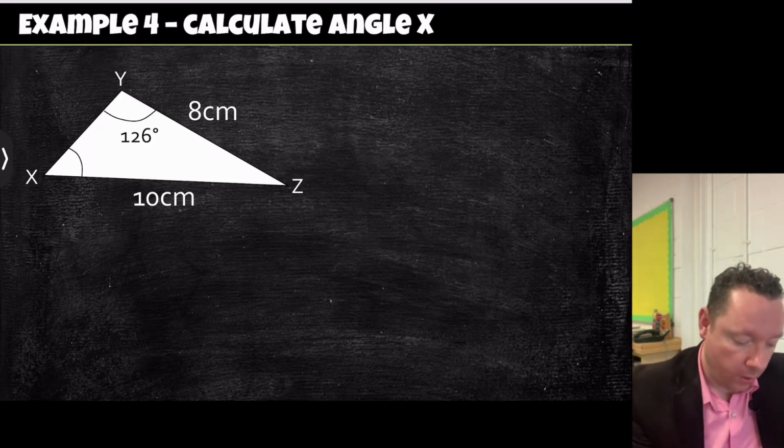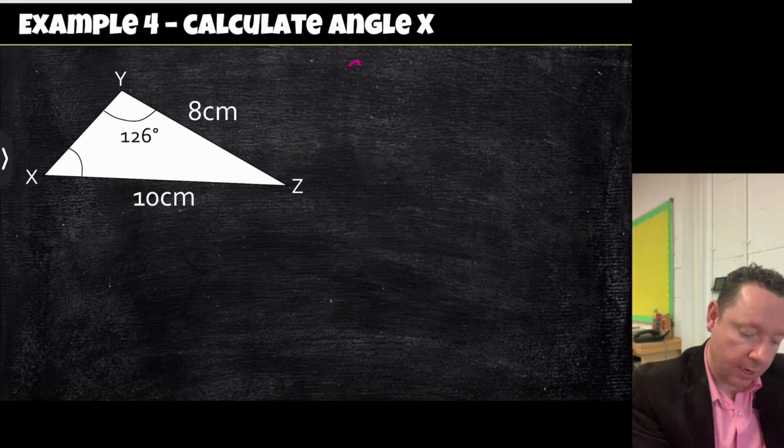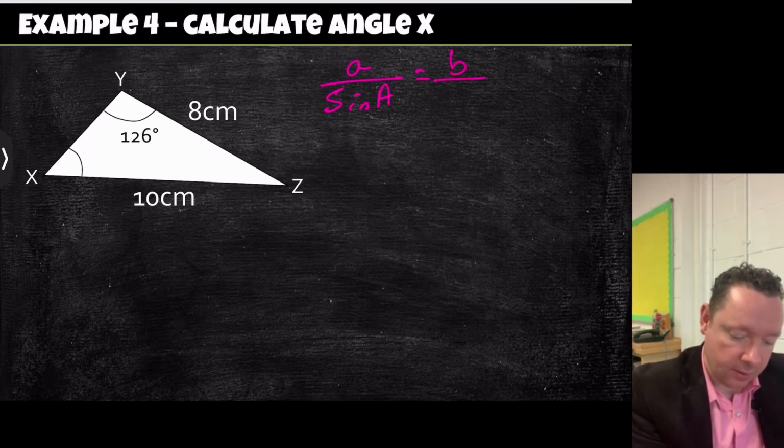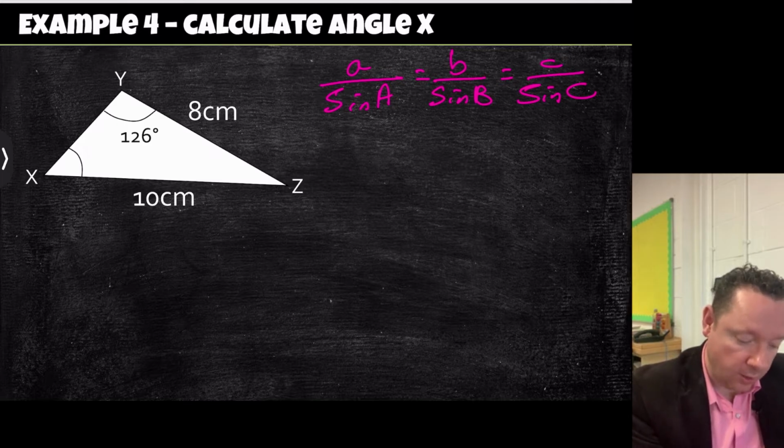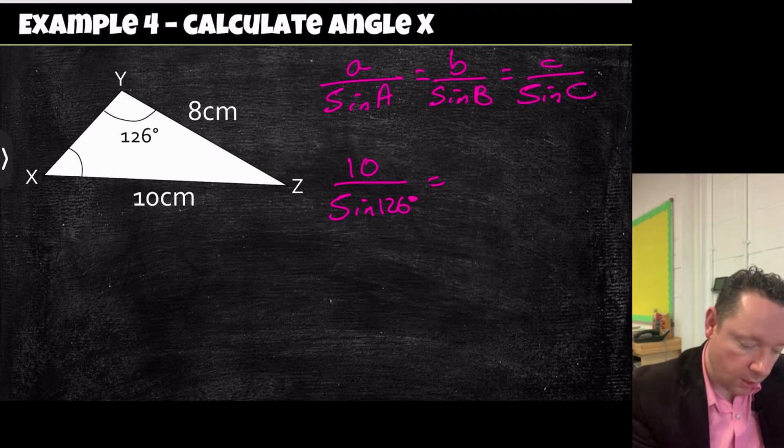Example 4, calculating the size of angle x using trigonometry and the sine rule. So again, we have got a pair and we've got a pair, so I know it is the sine rule. So I write down the sine rule, a over sine A equals b over sine B equals c over sine C. And then we just work on our pairs, so we can just immediately substitute in. So we've got this pair, 10 over sine 126, equals this pair, 8 over sine x.